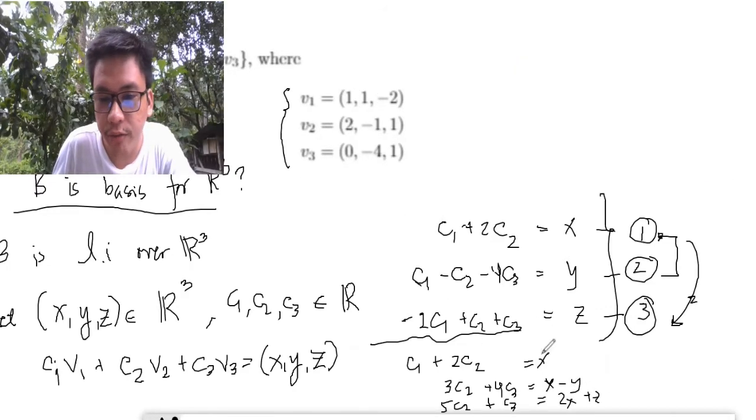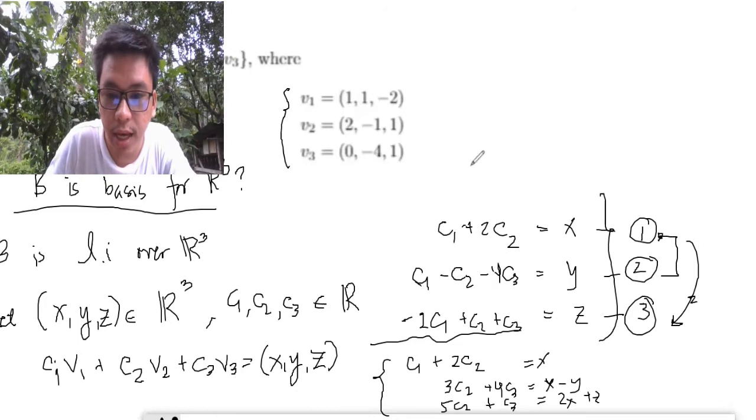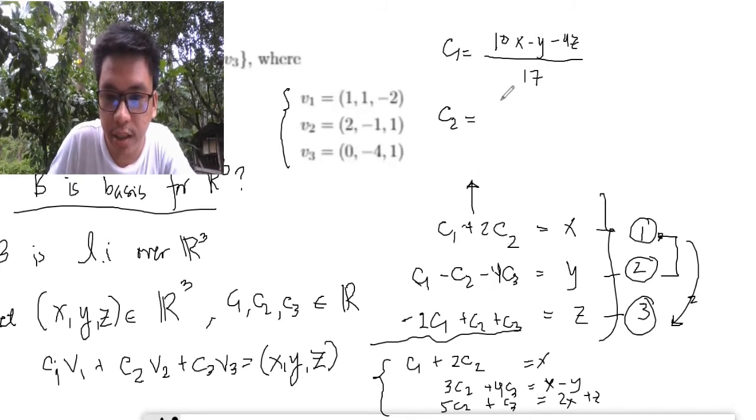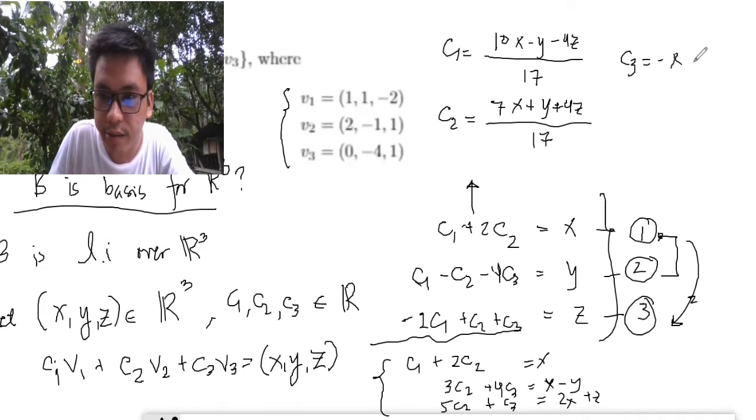This new set of equations is pretty obvious, because we can do the manipulation here by solving simultaneous equations. Finally, I would get c1 equals (10x minus y minus 4z) over 17. This is just basic algebra we're doing here. And c2 equals (7x plus y plus 4z) over 17. And finally, I would get c3 equals (negative x minus 5y minus 3z) over 17.